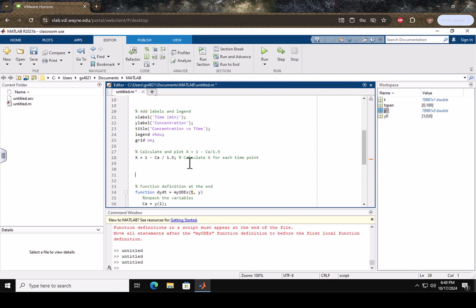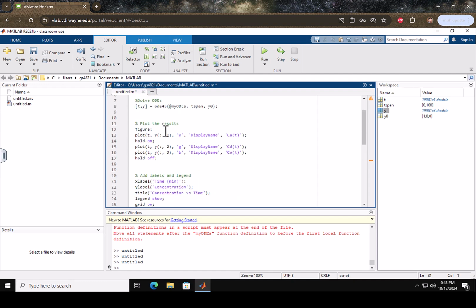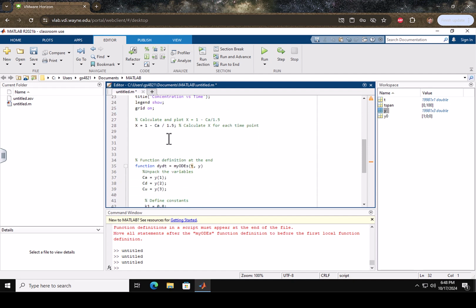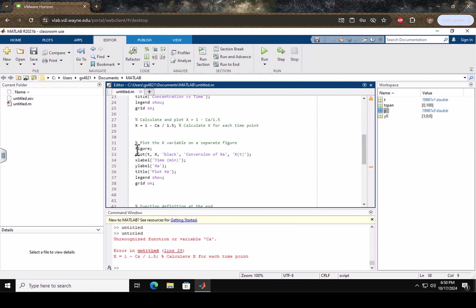The reason why also we need to bring up another plot is that we need to tell it to plot a separate plot for our conversion, so we'll do that now. So here we go. We're just going to call another figure. We're going to say plot T, plot X. We're going to use a line of black, and we're going to call it the conversion of XA. We're going to call it XT, and then we're going to just do the labels and everything, and give it a title. So let's see what it does now.